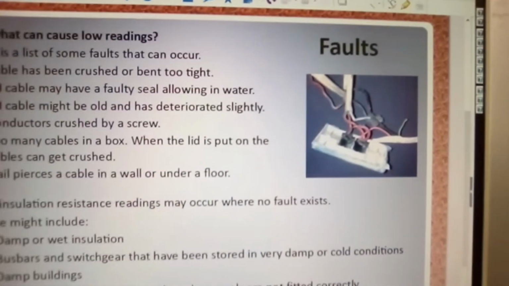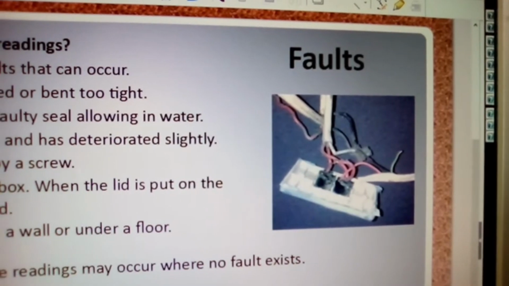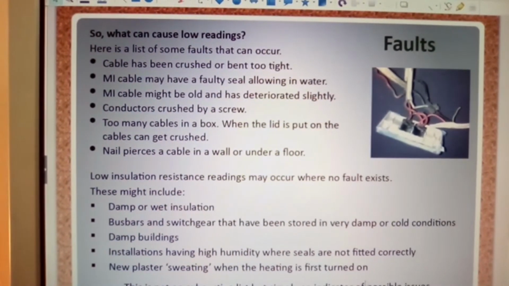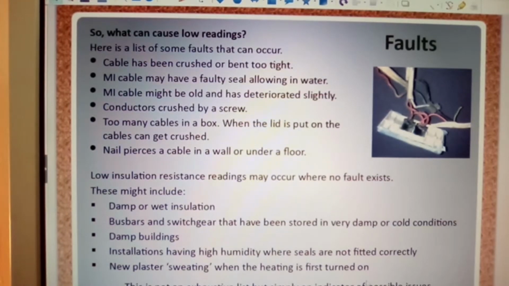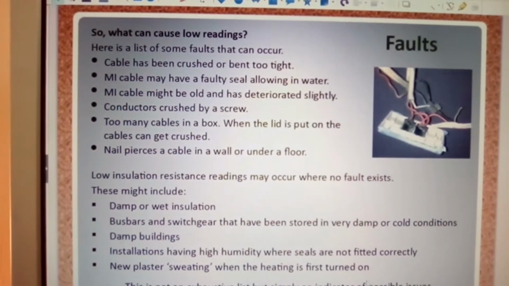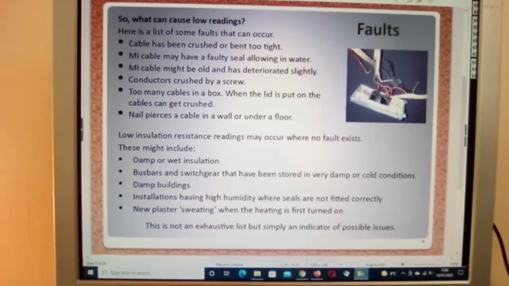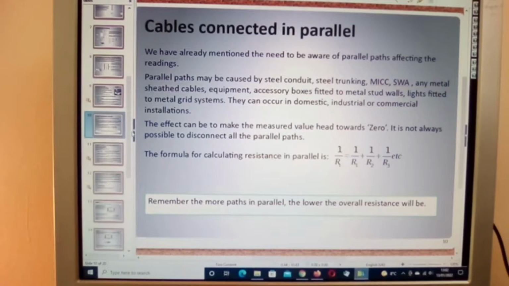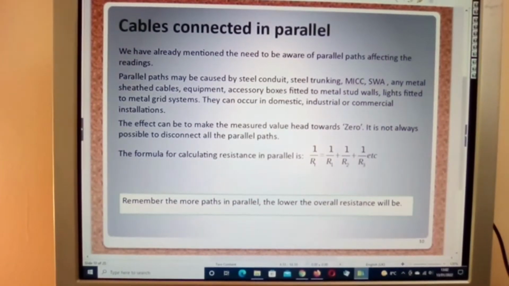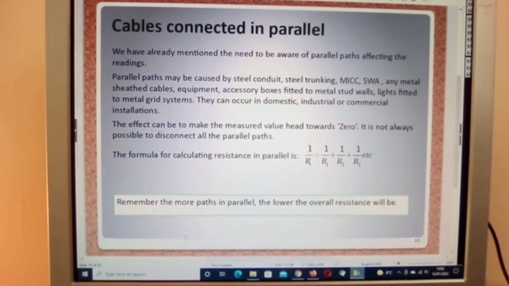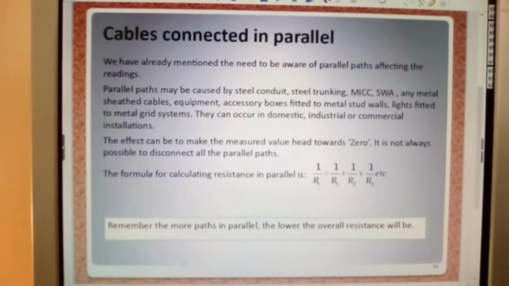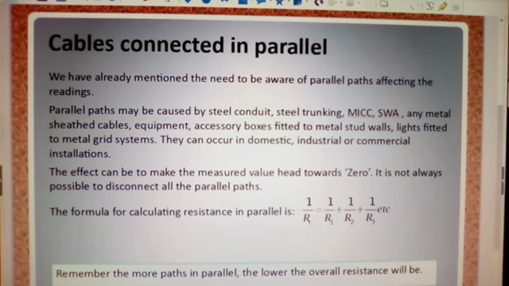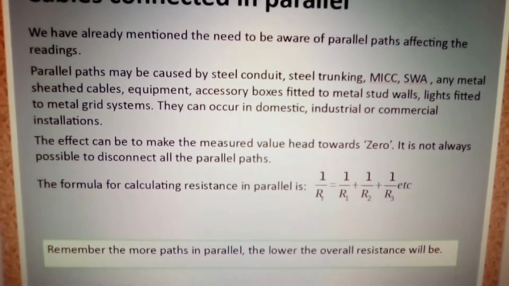All this is showing you is a fault in respect of a cable. And this is just reminding you what it's talking about. Remember, the more paths in parallel, the lower the overall resistance will be. And that's what it is saying there at the base.